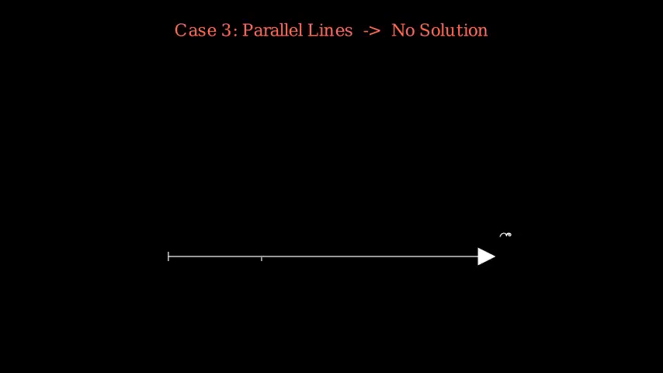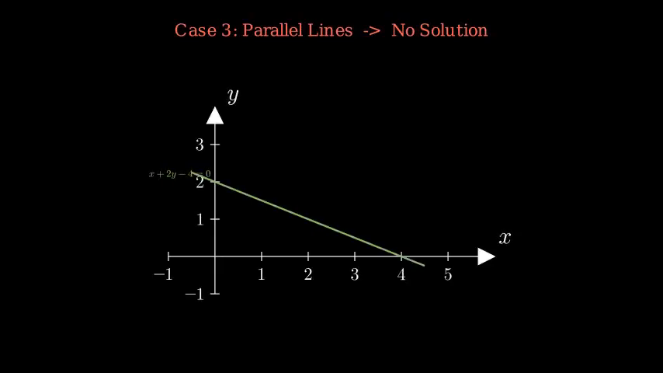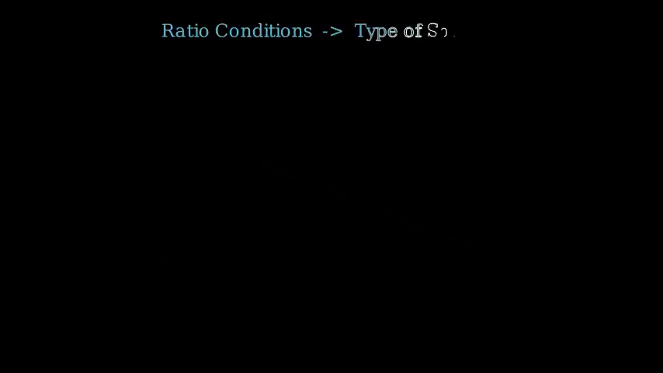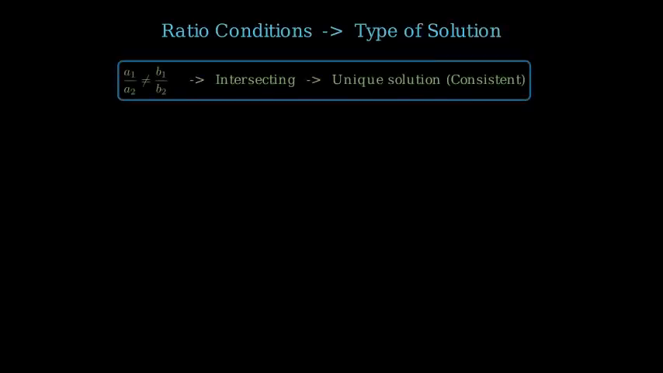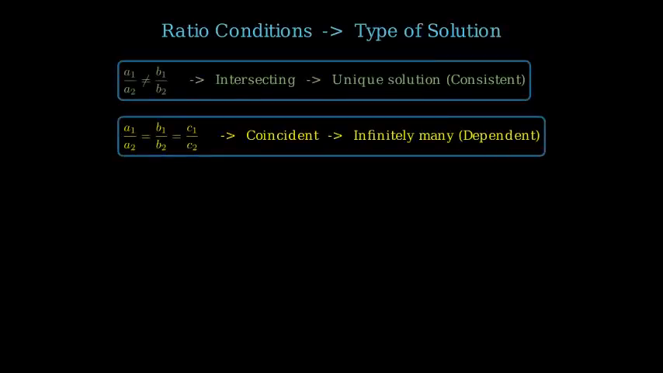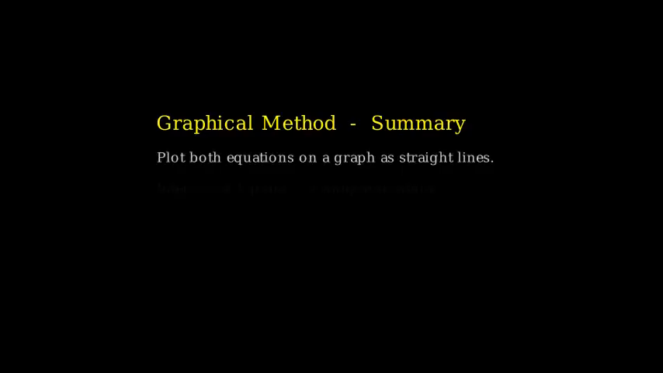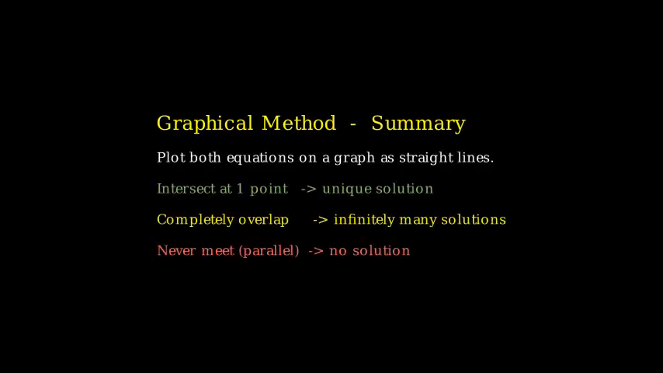To use the graphical method, plot at least 2 points for each equation to draw its line. Find the point where the two lines meet, that is the solution. For example, x plus 3y equals 6 and 2x minus 3y equals 12. The lines intersect at the point x equals 6, y equals 0. We can verify by substituting back: 6 plus 0 equals 6, and 12 minus 0 equals 12. Correct. The graphical method gives a visual picture of the solution but may not give exact answers when the intersection point is not at integers.